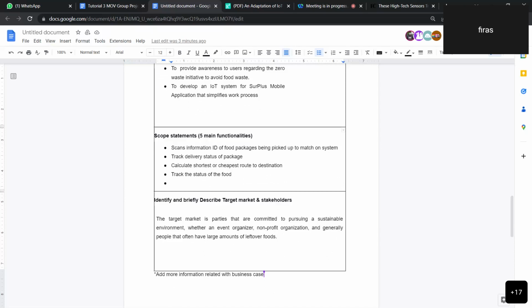So for the scope statement, first, the functionality that we have is to scan the ID of food packages being picked up to match on the system, track delivery status of the package, calculate the shortest or cheapest route to destination, and track the status of food freshness.